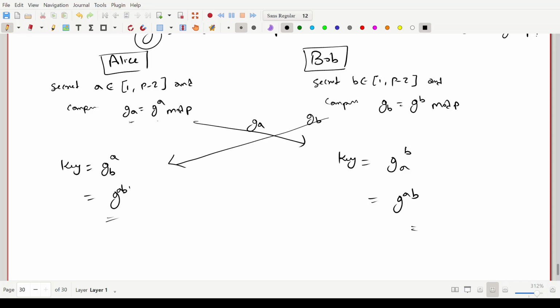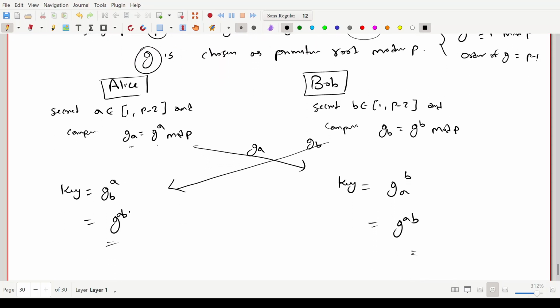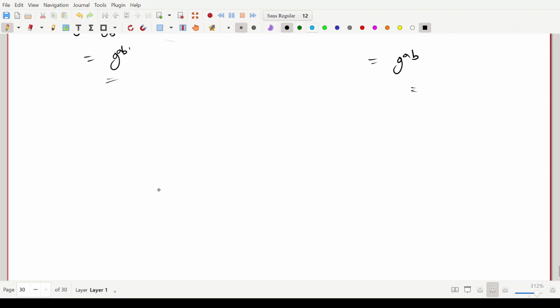Now this is what your Diffie-Hellman key exchange scheme is. It is very simple. The first guy chooses a secretly. This is his secret key, and he computes g raised to a and sends it to the other guy. This guy secretly chooses b and then computes g raised to b and sends it to the other guy. Correct? What he will do, he will just calculate this and get the key. But there is a problem. There is a man in the middle attack. We'll just see what this man in the middle attack is.